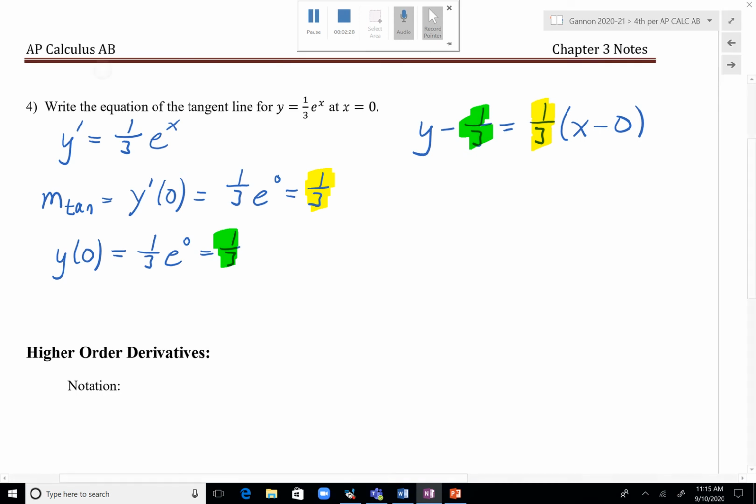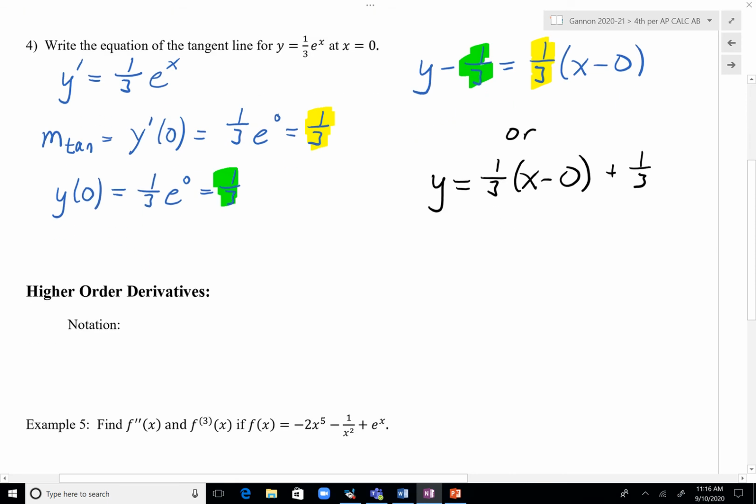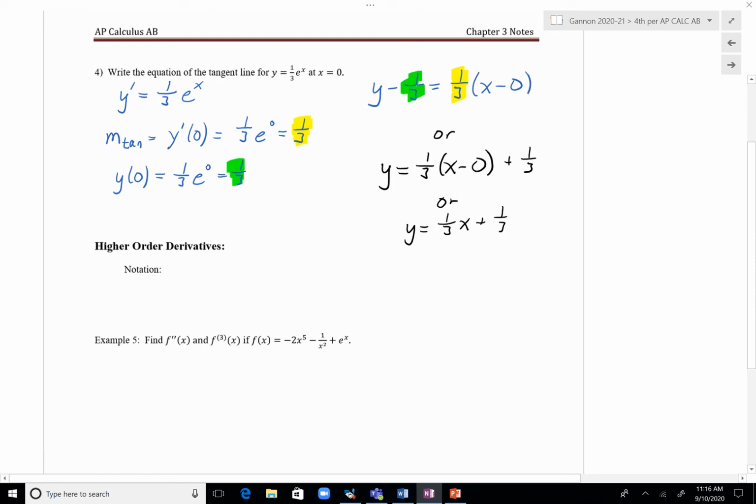Now, some of you might prefer to write your answer in HK form, and that's perfectly fine. The only difference in HK form is instead of putting the y minus y1, you have a k over here, which is simply 1/3. Now, you also might notice that this could easily be put in slope-intercept form, which would be y equals 1/3 x plus 1/3.